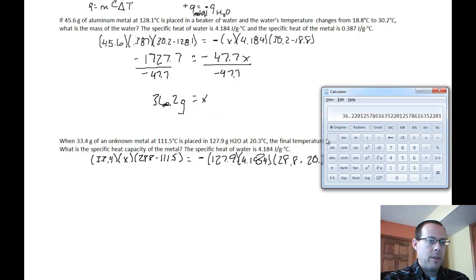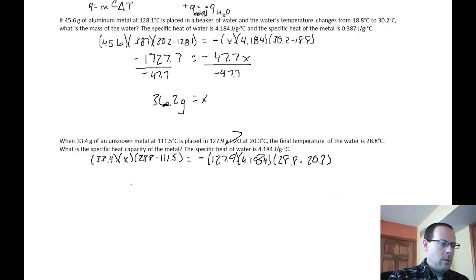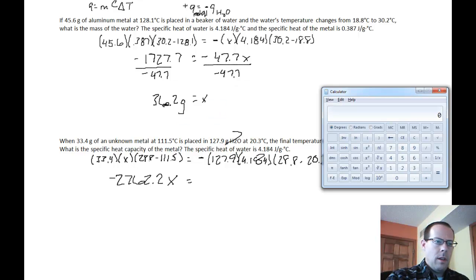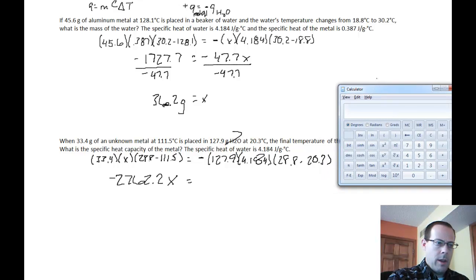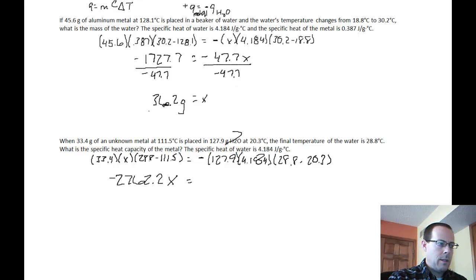And again, we're going to do this math with the calculator. So on the left, I have 28.8 minus 111.5 times 33.4, basically negative 2762.2x, because x is now on the left, equals, and let me run this over real quick. We have 28.8 minus 20.3 times 4.184 times 127.9, so negative 4548.6.